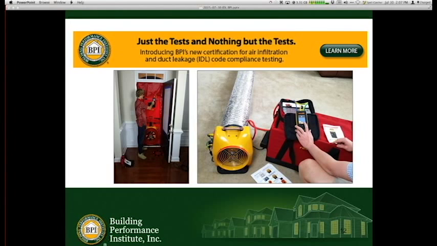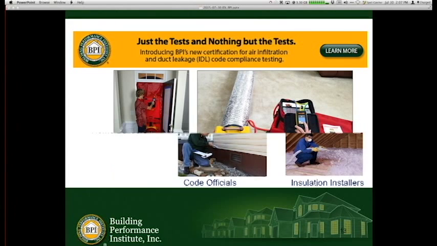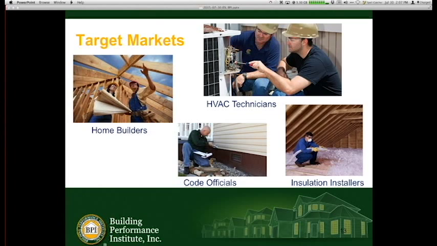The focus is called Just the Test and Nothing But the Test, because that's really the basics behind the IDL. It was designed to fill a gap in the IECC code requirements about who needed to be doing the testing, and there was a vague notion as to who was allowed to do that or who was actually trained or certified. That's always been a challenge for code implementation: we want to require this, but who is allowed to do that or who can do that. So BPI felt that there was a major market sector out there that was already doing similar things.